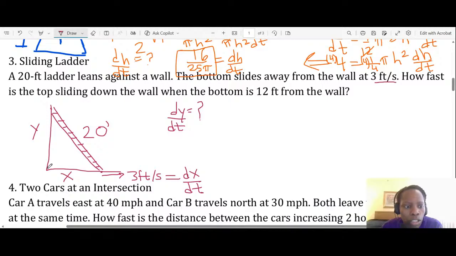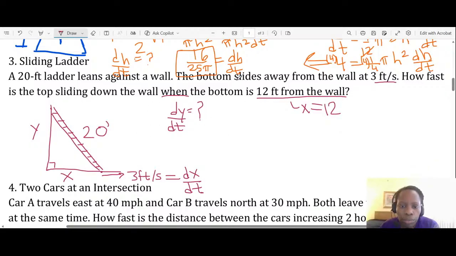And this forms a triangle. So if this forms a right triangle, you can use the Pythagorean theorem to figure out how fast the top is sliding down the wall when the bottom is. So when is that instantaneous? The bottom is 12 feet from the wall. So when the bottom is 12 feet from the wall, that means the instantaneous value is x equals 12 feet. Okay?